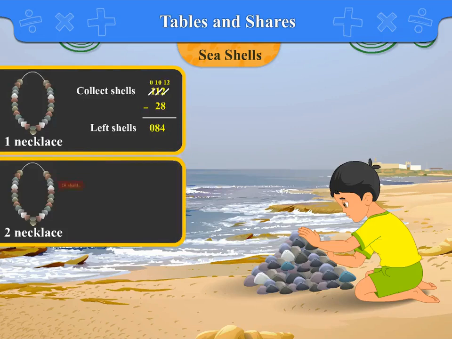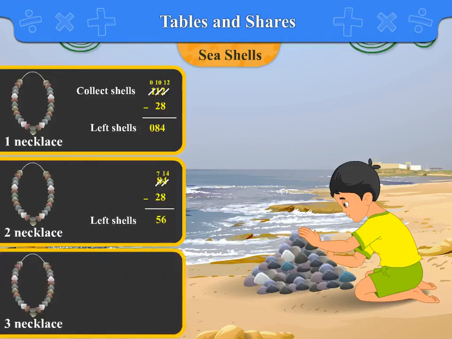Again, he took 28 shells to make the second necklace. How many shells are left now? 84 minus 28 is equal to 56. So, he has 56 shells. Then again he took 28 shells to make the third necklace. Subtracting 28 from 56, we get 28. So, now he is left with 28 shells.